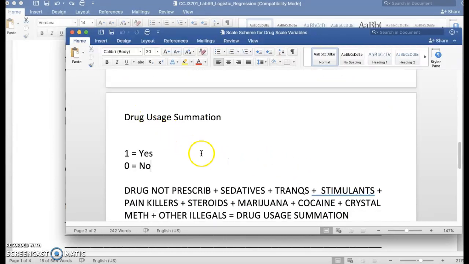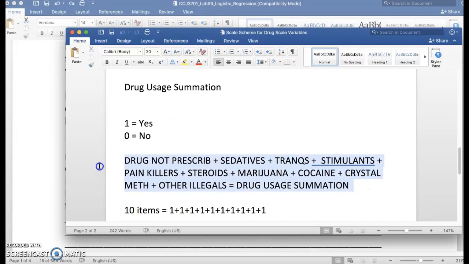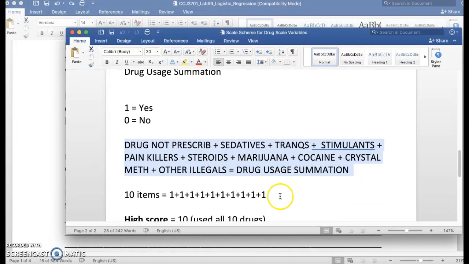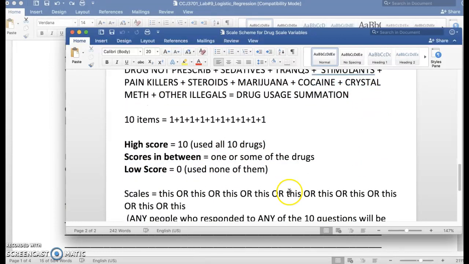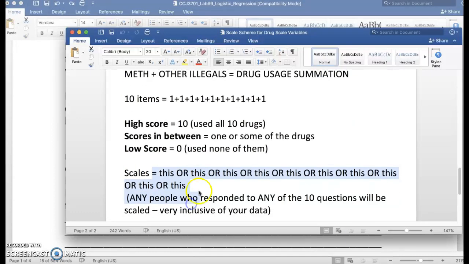For the summation, you could take those same 10 drugs and add them together in a little bit different way, okay? And again, it'd have a similar meaning. However, the summation would go like this or this or this or this. So any people who responded to any of the 10 questions would be included. So maybe I answered the questions on marijuana and cocaine and prescription meds, but I kind of skipped the ones on steroids and on heroin and painkillers.